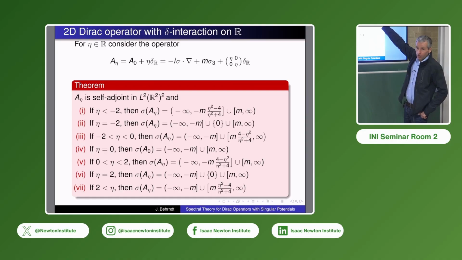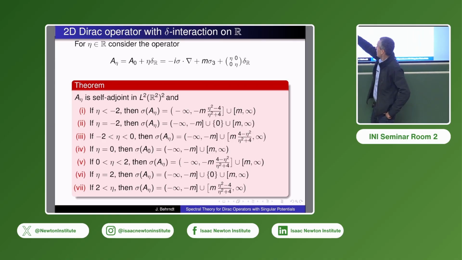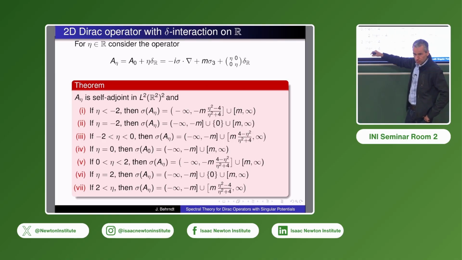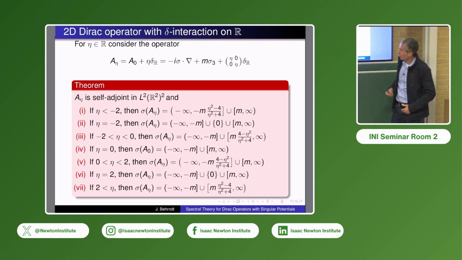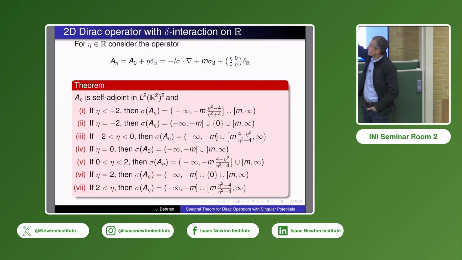There is no tau here for simplicity. There's just an eta. And then you end up in a critical case if eta is either -2 or 2, because in that case, eta squared would be 4. So here you see how the spectrum changes when eta changes.